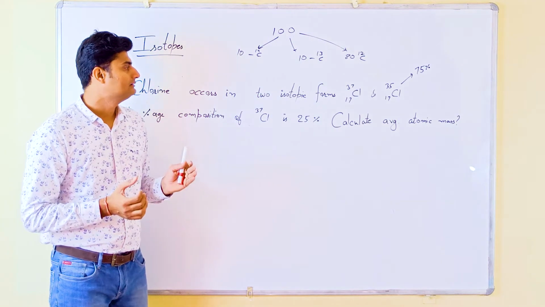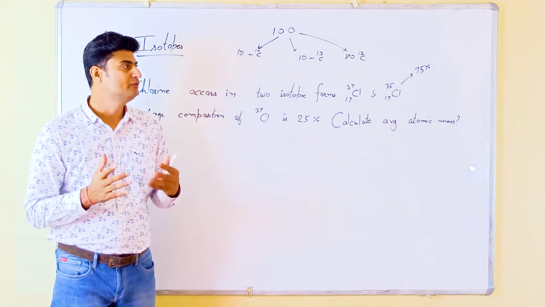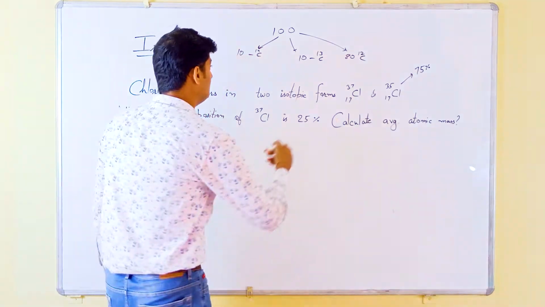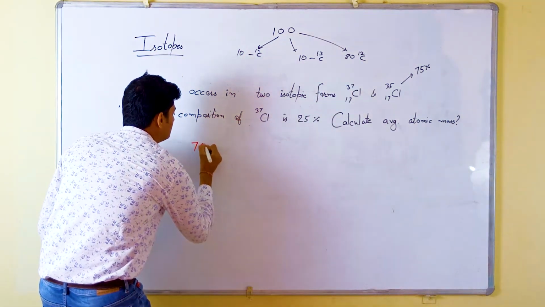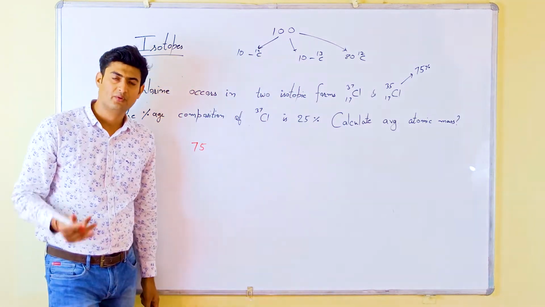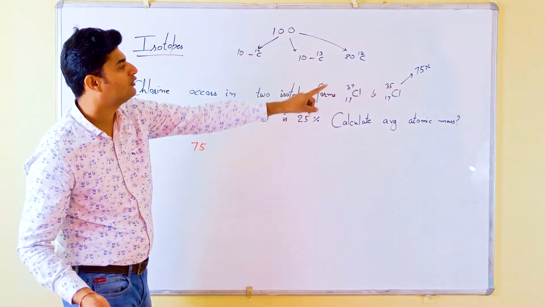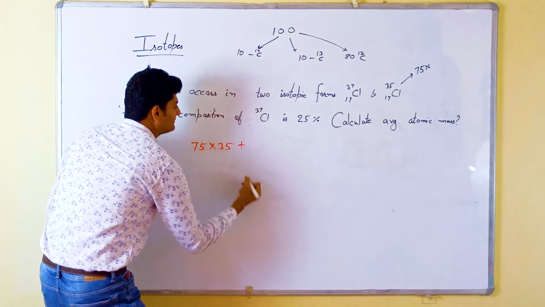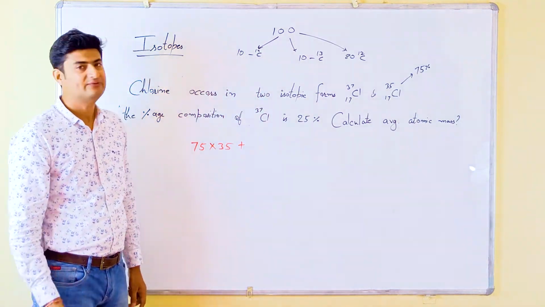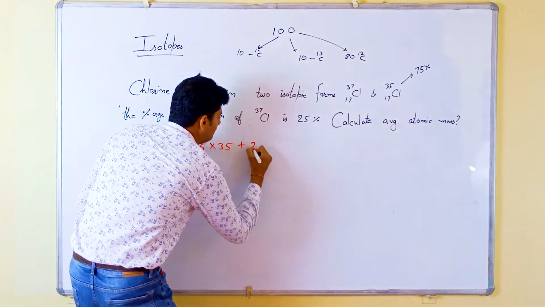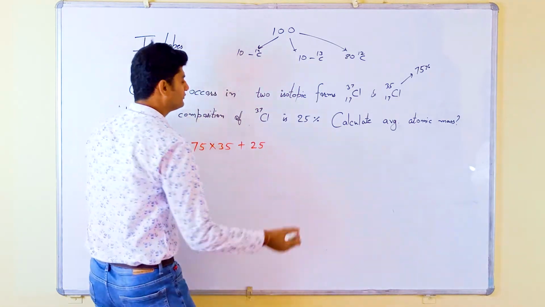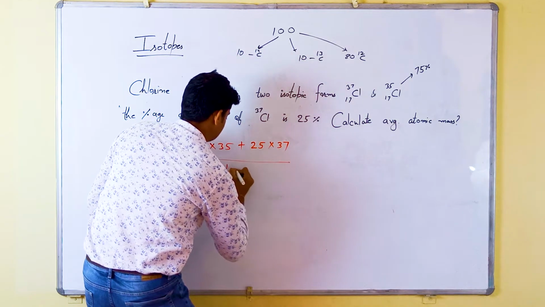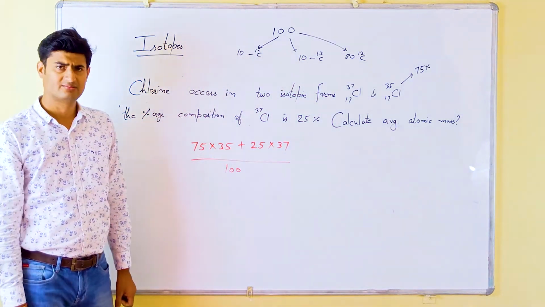As I told you, percentage is calculated out of 100, so you can assume that the total number of molecules is 100. Out of that, we have to calculate the average atomic mass. So I can simply say that there are 75 molecules of chlorine 35, because out of 100, 75 molecules of chlorine 35 will be there. So 75 into 35 plus, what is the percentage composition of chlorine 37? That is 25%. So the number of molecules out of 100 of chlorine 37 should be 25. So 25 into 37, divided by 100. Is it simple or does it look typical?